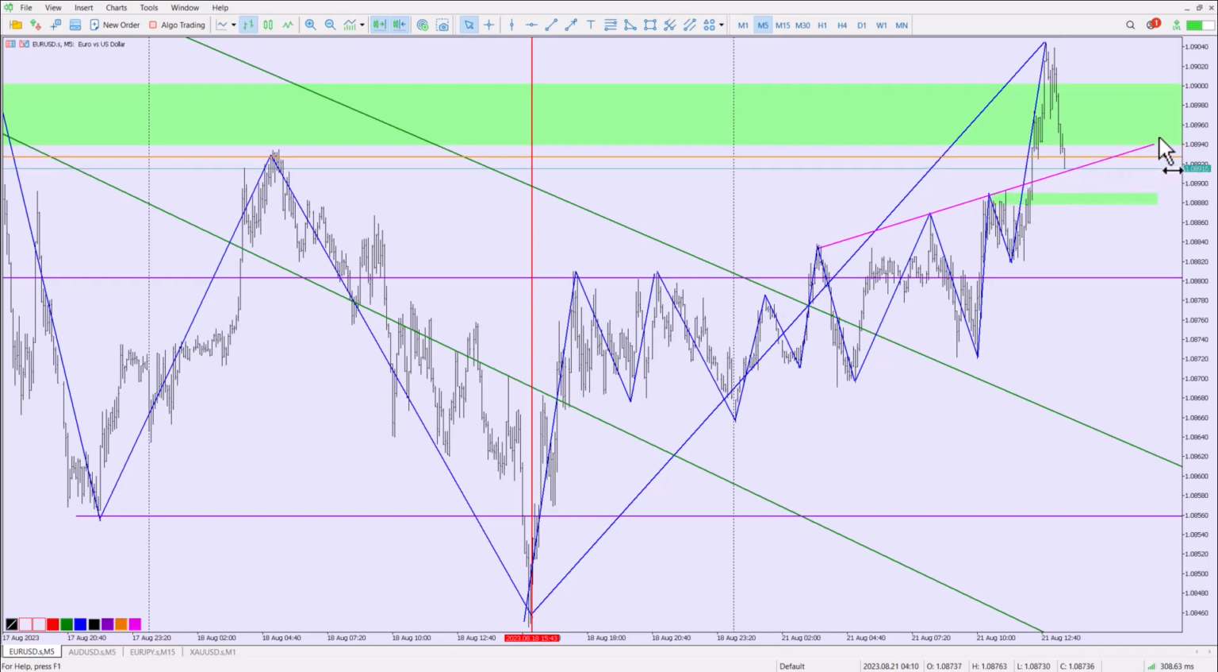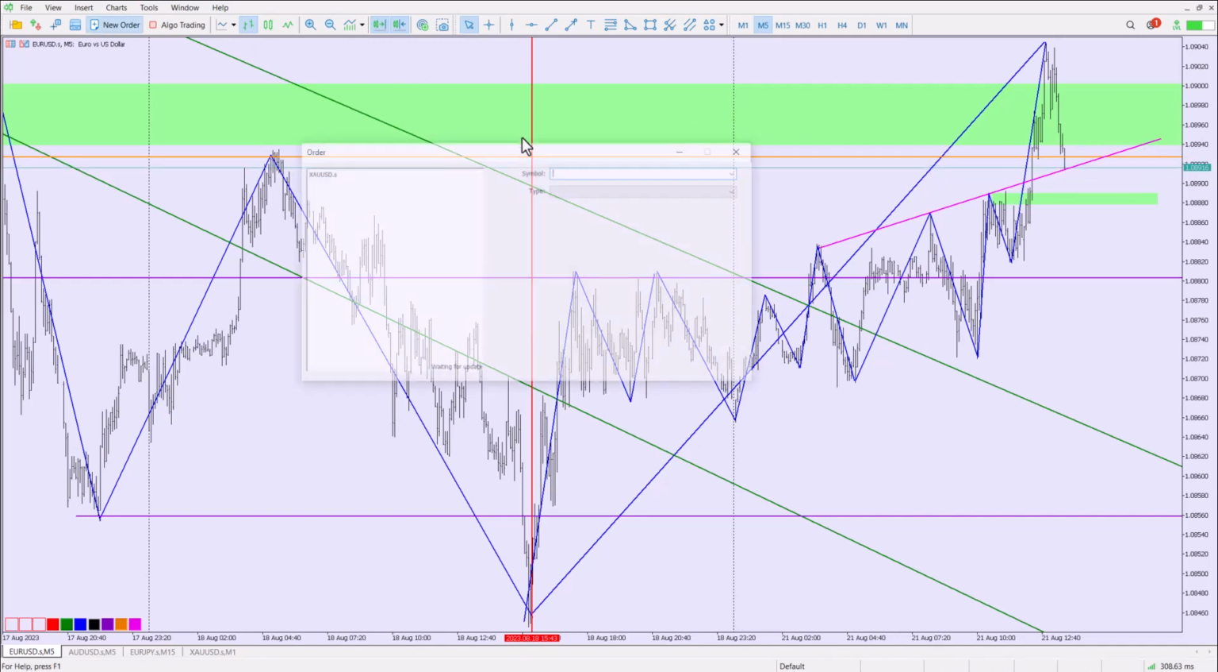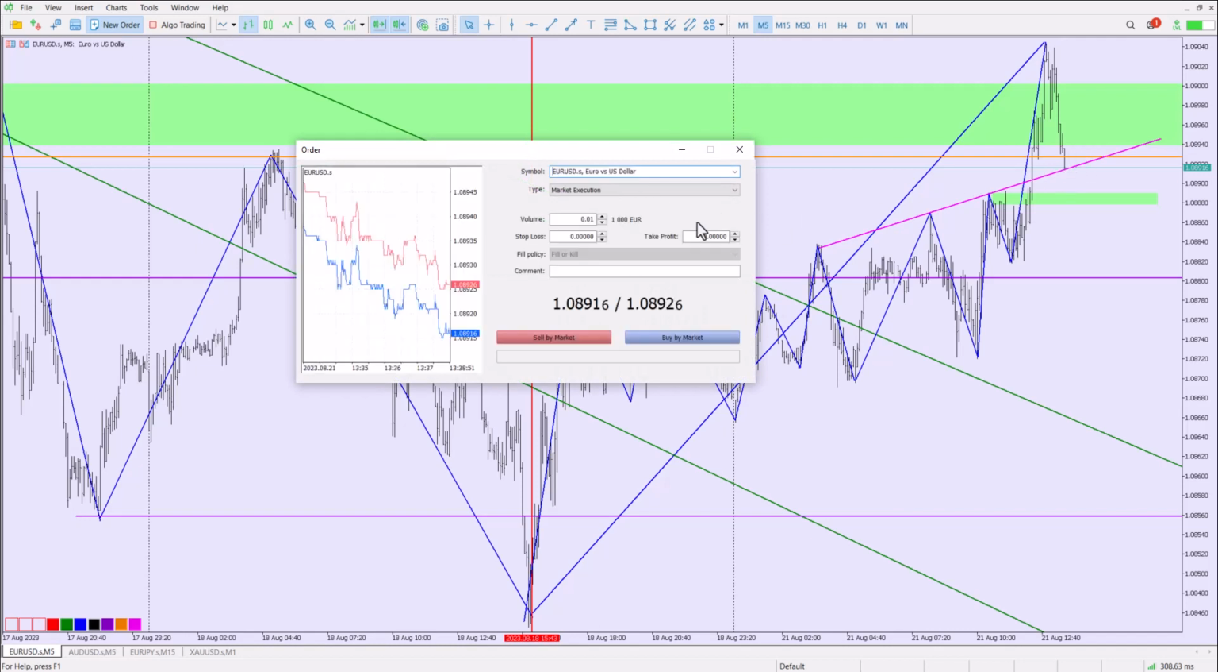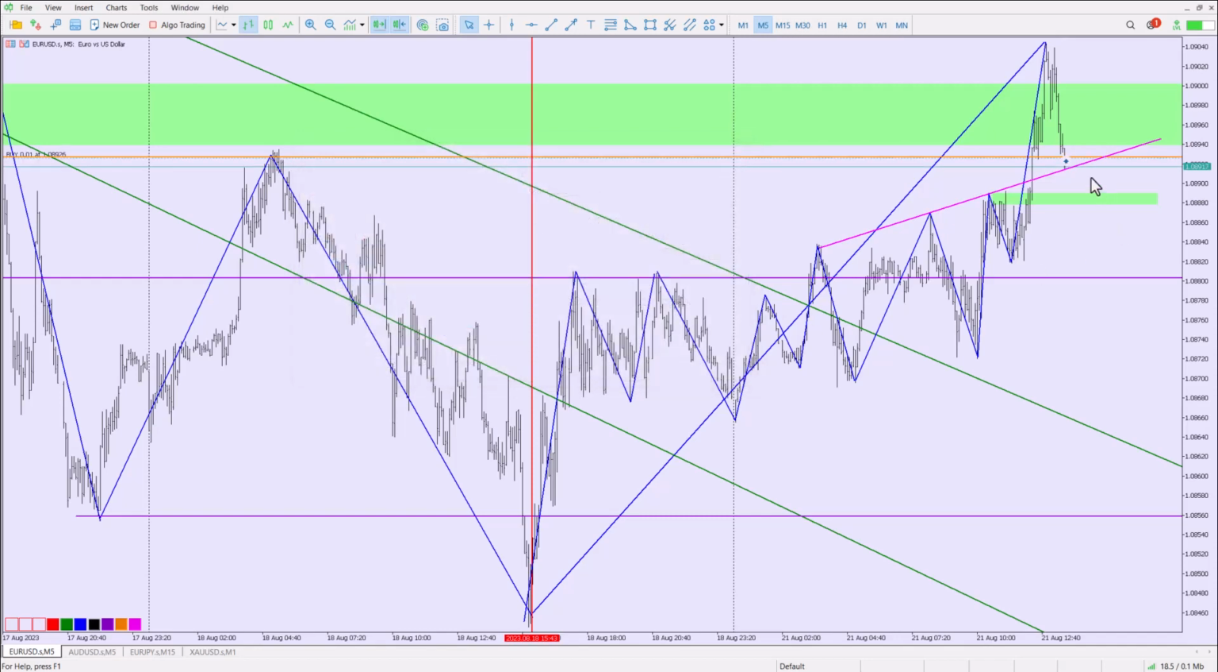All these highs, if I connect them, now the price is at the top. If I want to take a trade, I can take a trade here. Let's see if I can. Okay, I took a trade.